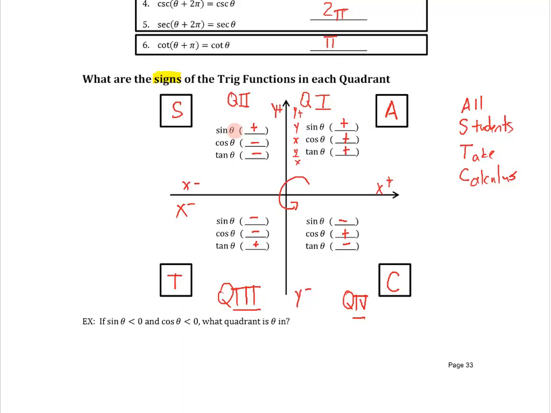All students take calculus is the way that I remember what's positive in a given quadrant. All are positive in quadrant 1. Sine's positive here, tangent's positive here, cosine's positive here. All students take calculus. So again, you can figure out what quadrant you're in by just knowing the signs of your trig functions. If sine's negative and cosine's negative, what quadrant do you have to be in? Well, that would have to be quadrant 2.